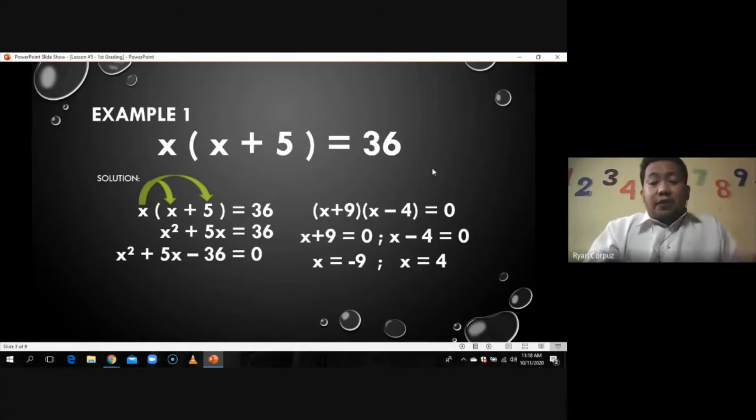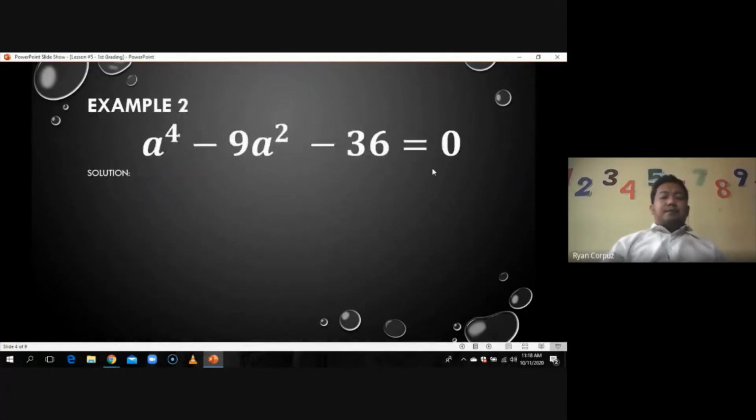So to further understand the lesson, let's try to answer another example. Let's have example number 2. In example number 2, the given is a raised to 4 minus 9a squared minus 36 is equal to 0. So maybe you would think that since we have a 2 there as an exponent, it might be quadratic.